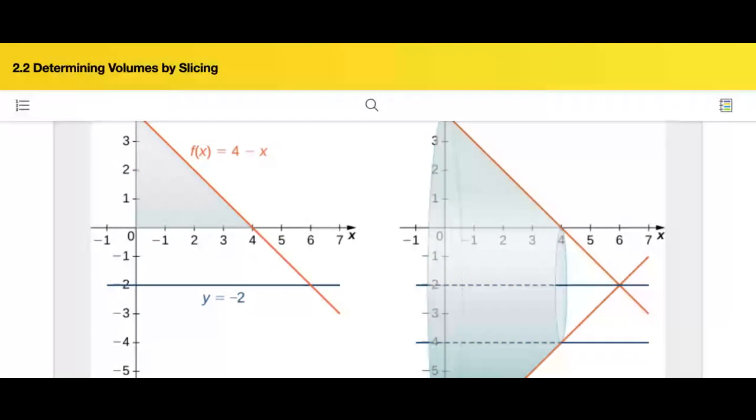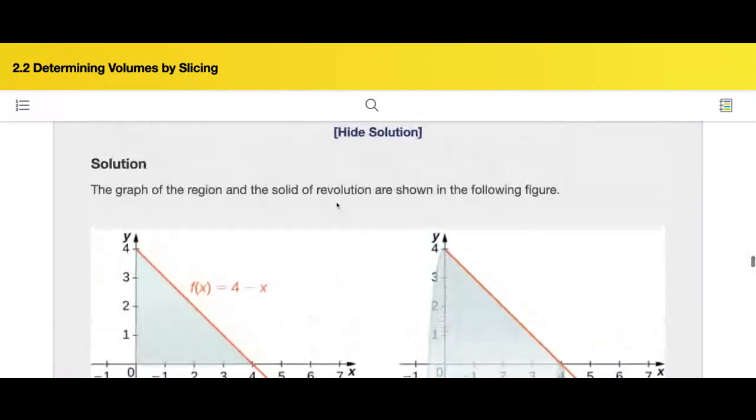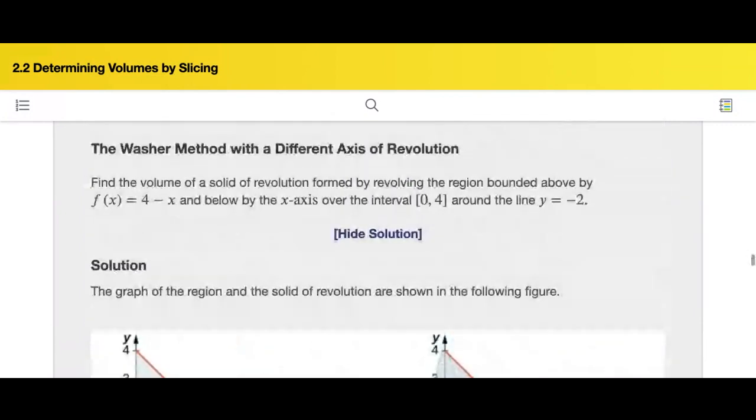Wait, how is that around the y-axis? Oh, hold on a second. Are we talking about around the y-axis? No, we're not talking about around the y-axis. Sorry, we shifted. Okay, sorry, I didn't make this clear. Oh, the washer method.